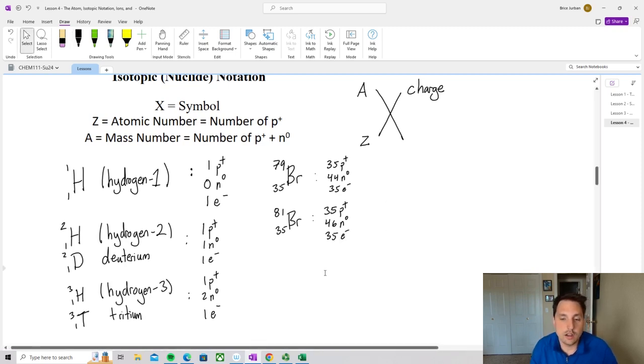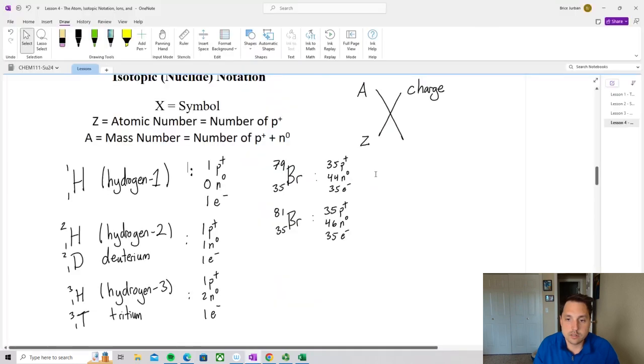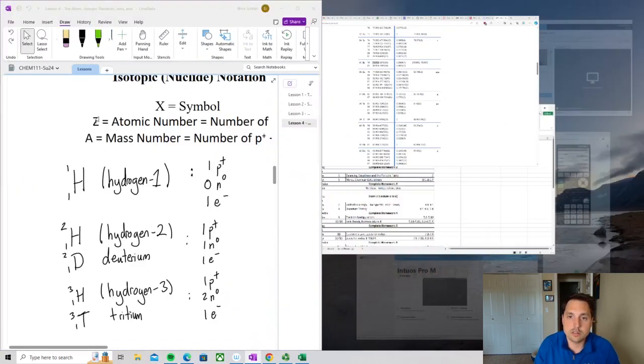Now, what is its standard atomic weight for a bromine sample? Well, we need to know a couple things. We need to know what the atomic weight of bromine-79 is, and we need to know what its abundance is. That's where this table comes in handy. So we can pull that information here. I'm just going to take a couple sig figs.